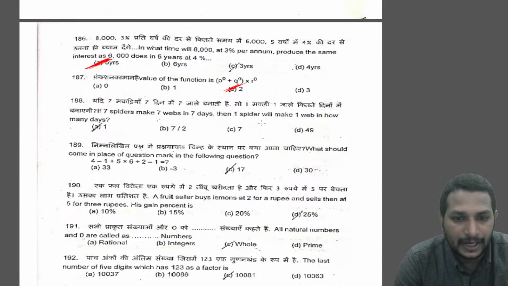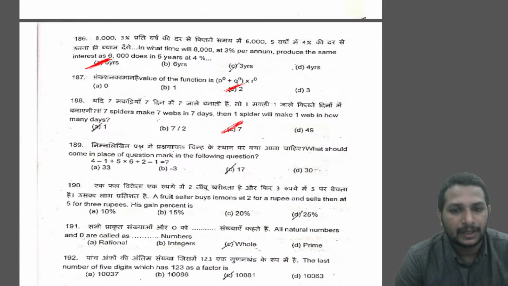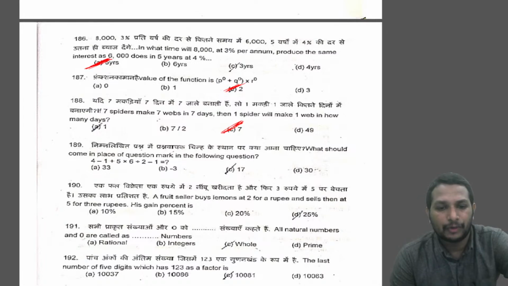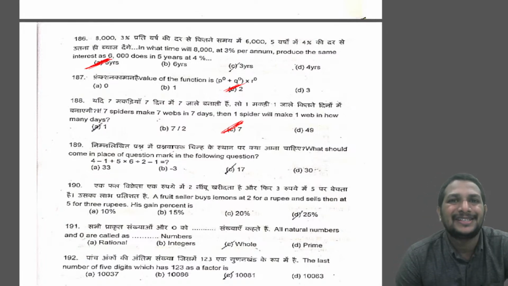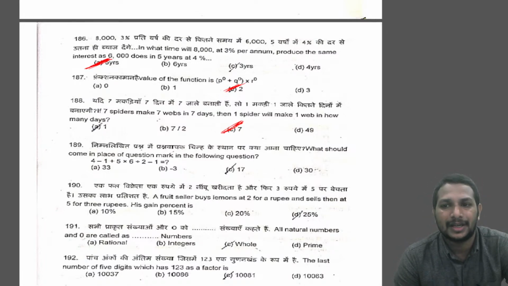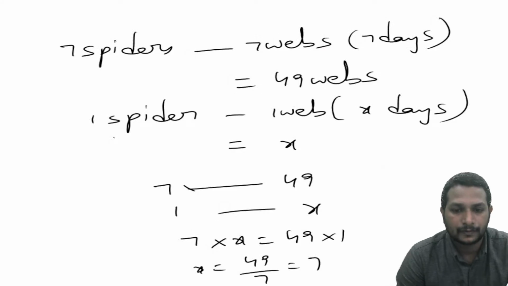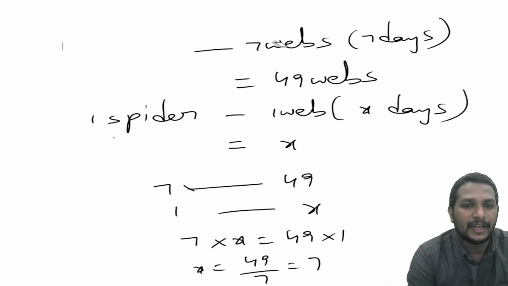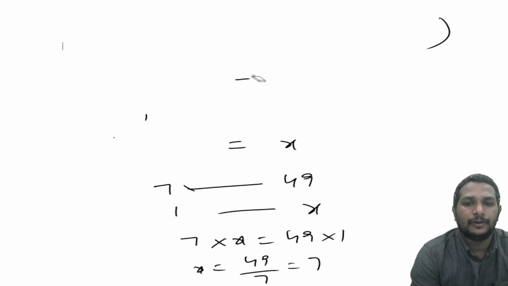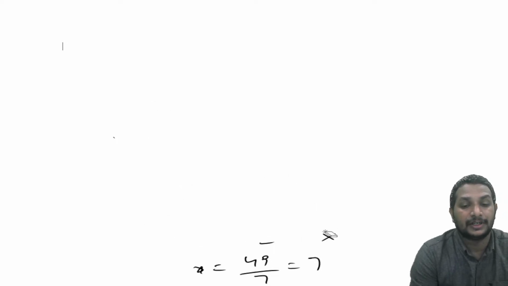Next, what should be coming in the place of the question mark for this question? Also based on simplification. Right. Let's see this question now. Read this question carefully, as we need to apply the preference rule, right?